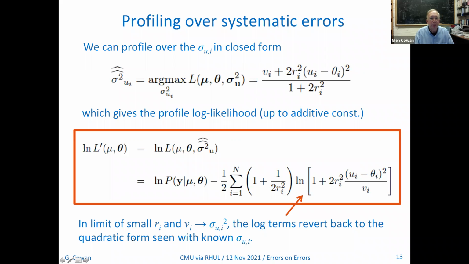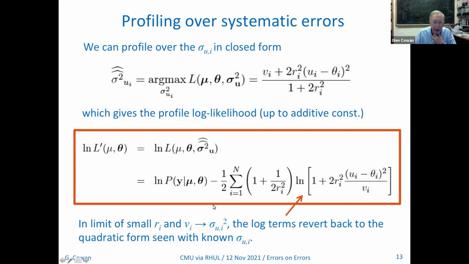Okay, so there's just a summary of all the ingredients. All right, so as I mentioned, the beauty of that particular form is that you can profile over these sigma u i values in closed form. And so the values that maximize the likelihood for fixed values of theta and mu are given here. And so that allows one to write down a very simple equation for the profile likelihood. So when I say profile log likelihood, I mean profile now only over the sigma u squared. It's not over the other nuisance parameters theta.